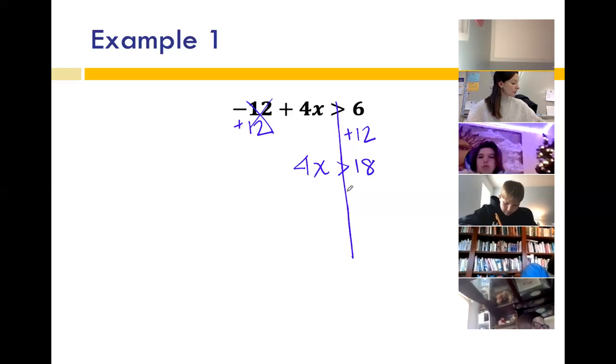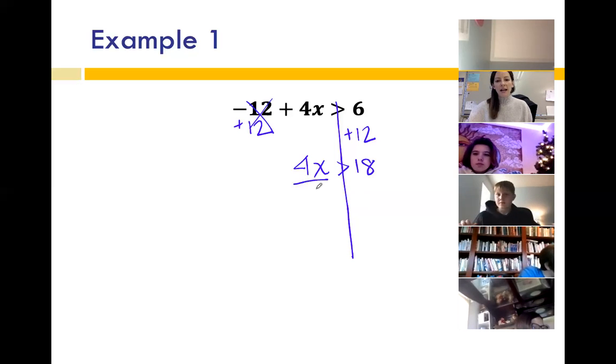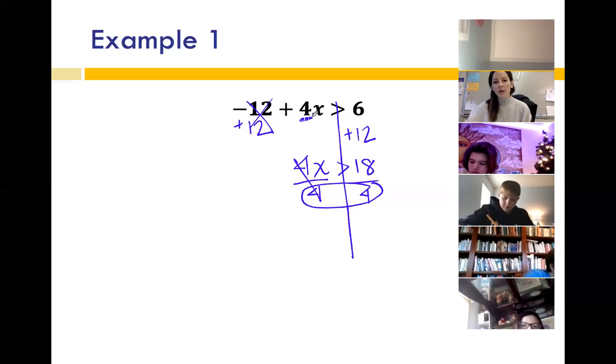Okay, so what we're going to do to solve this one is we're going to be dividing by 4. So remember, if you multiply or divide by a positive number, nothing changes. Just bring the inequality down like normal. So since this 4 is a positive 4, we do not have to flip. You always want to look at the number that is in front of the x. That'll tell you whether you have to flip or not. So when you divide 18 by 4, you get 4.5.